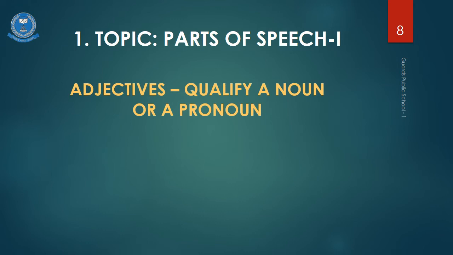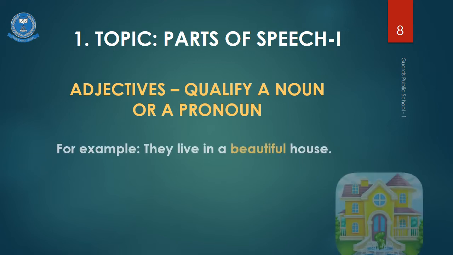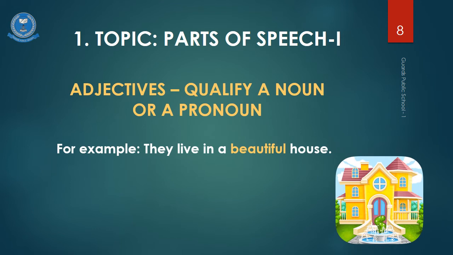Adjectives qualify a noun or a pronoun, that is, they describe a noun or a pronoun. Adjectives are describing words. They tell something about a noun. They qualify. Let's see the examples. They live in a beautiful house. Here you see house is a noun. So how is the house? That is describing the noun house here? Beautiful. So therefore beautiful in this sentence is an adjective qualifying the noun house.